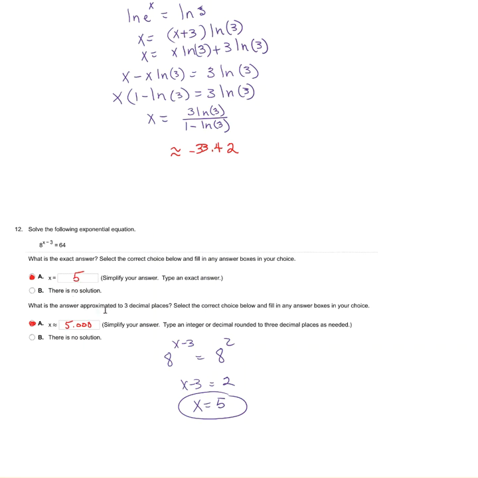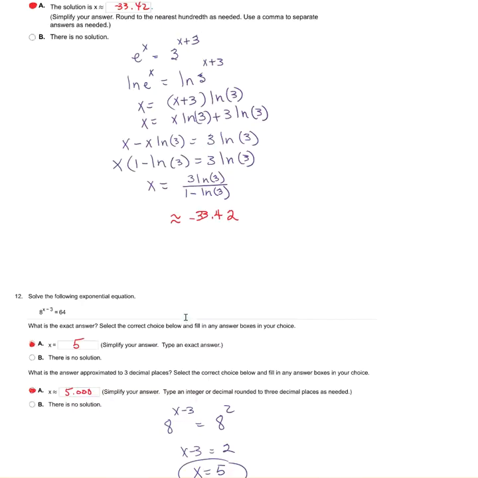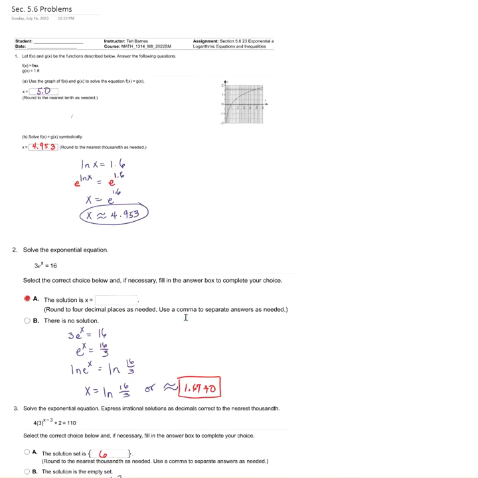And I'm not sure why they did this, but they made you put it down with 5.000 as well. So I think that's it. Exponential equations. That should get you going on that.